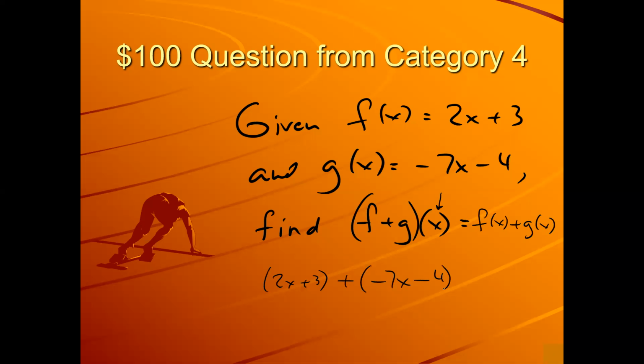Negative 7x minus 4. And those two functions, we just do it just like terms. So 2x minus 7x makes negative 5x.